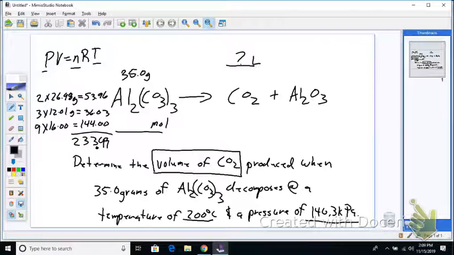So then somebody find the moles of how much we have of Al2CO3. What is it? 35 divided by that number. So how many we got? 0.1... 0.149 or 0.150. Okay, 0.150. Sorry. No, that's okay. You're just thinking.